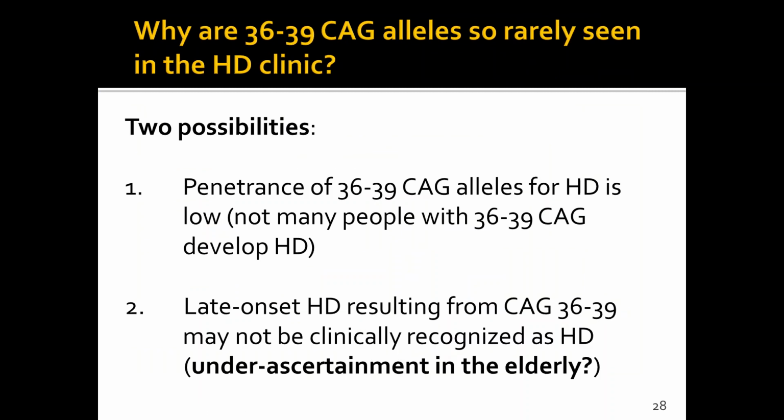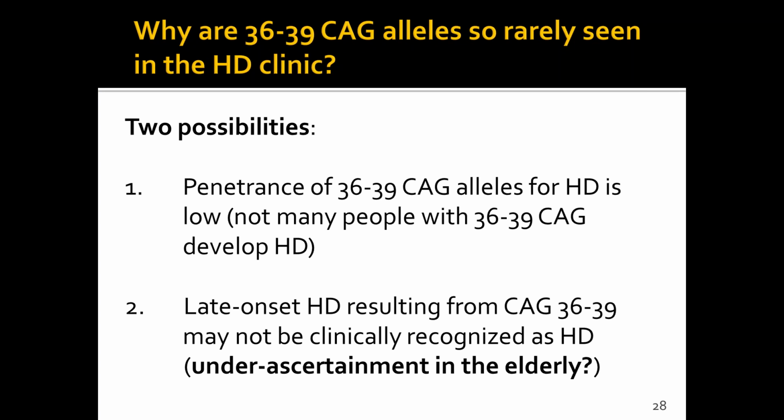So why do we see these alleles so rarely in the HD clinic? Well, as I alluded to, the penetrance of these alleles for Huntington's disease is probably very, very low. So there are many more people with 36 to 39 than we previously thought. But the good news is that it seems like fewer of them actually develop HD than we previously thought.